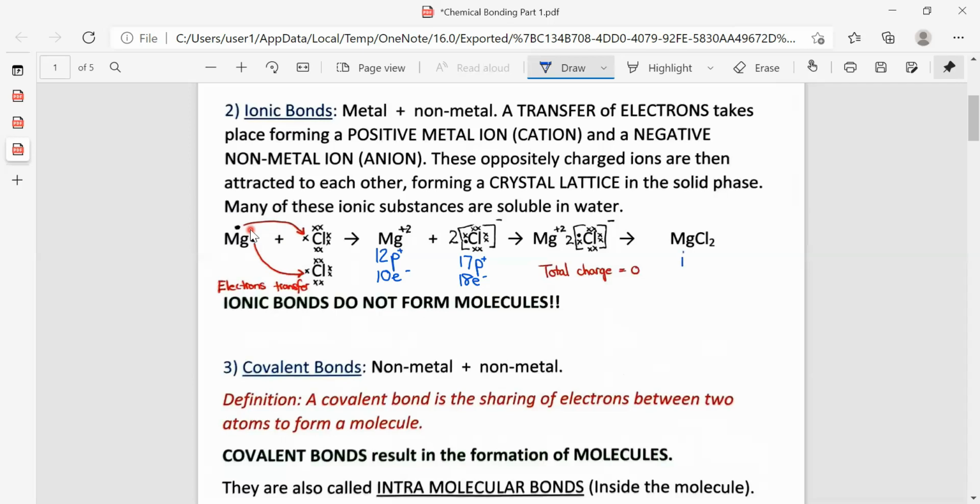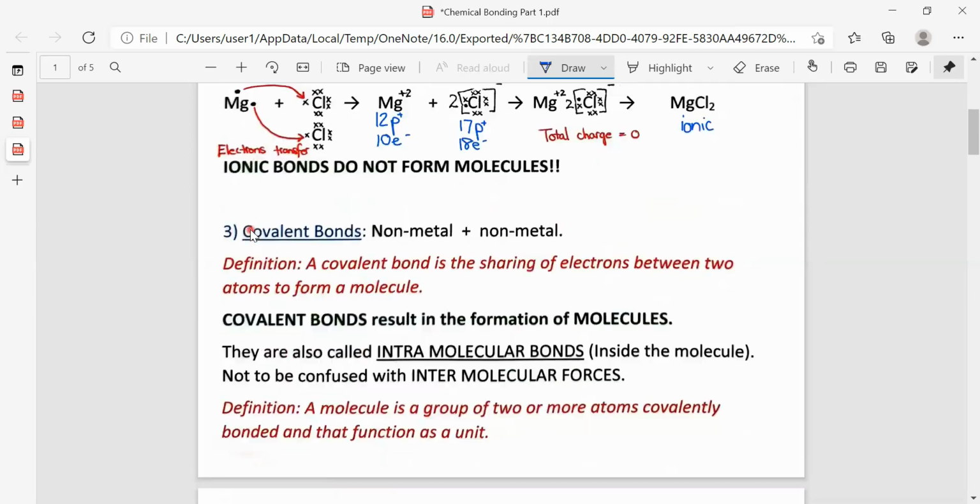Remember, this is an ionic substance. It's not covalent, so it's not a molecule. So chlorine, when it is neutral, we call it chlorine, but when it forms an ion, the name ends with chloride. Please take note, ionic bonds do not form molecules.